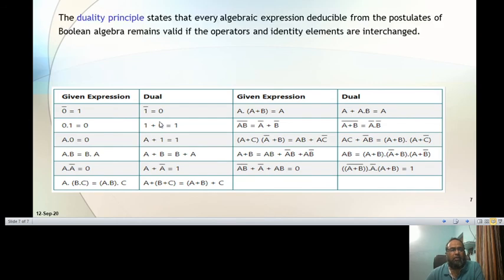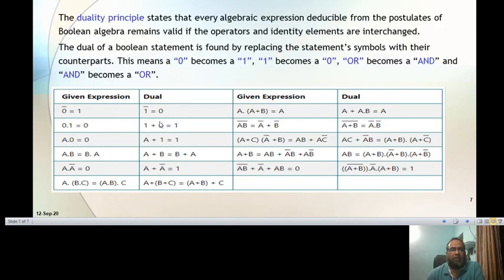Then there is the principle of duality. The duality principle states that every algebraic expression deducible from the postulates of Boolean algebra remains valid if the operations as well as the identity elements are interchanged. Two elements are there for any binary: 0 and 1. The basic operations are AND and OR. So, any AND operation can be replaced by OR. Similarly, 1 can be replaced by 0, provided there is a change in operation.